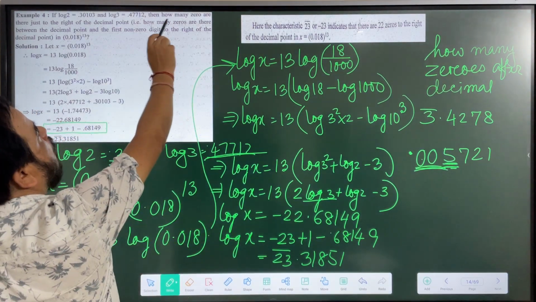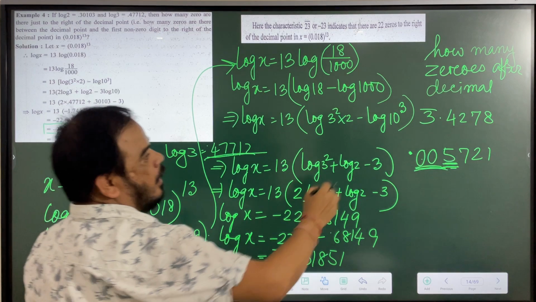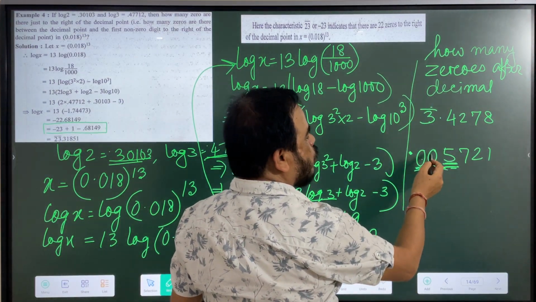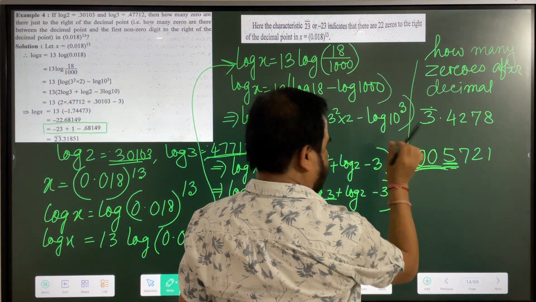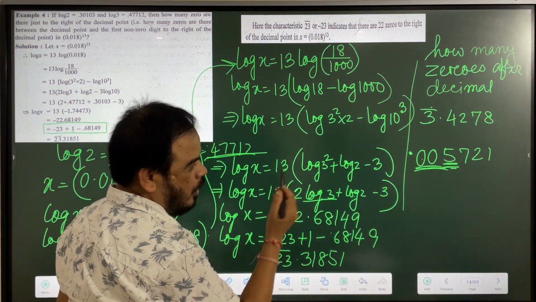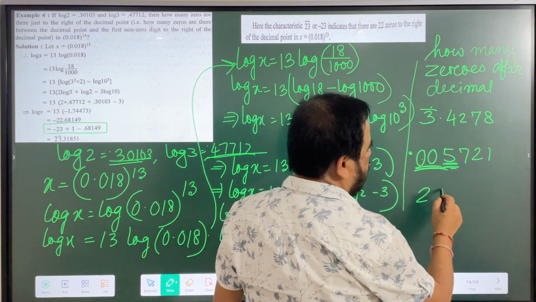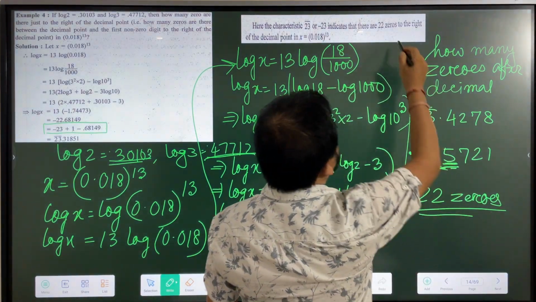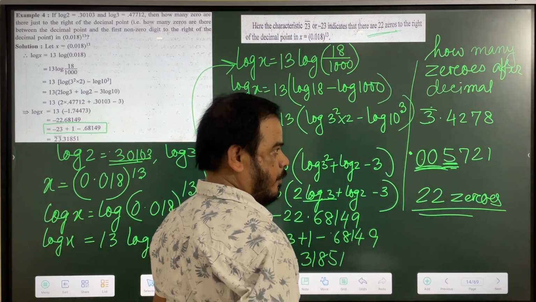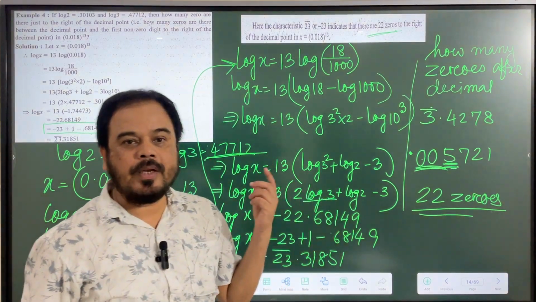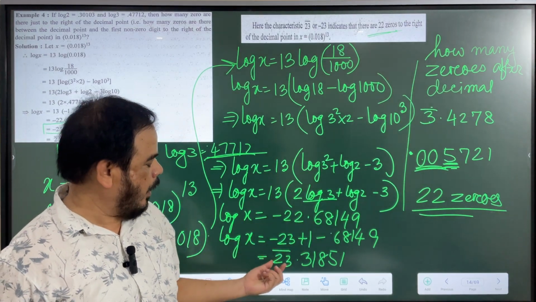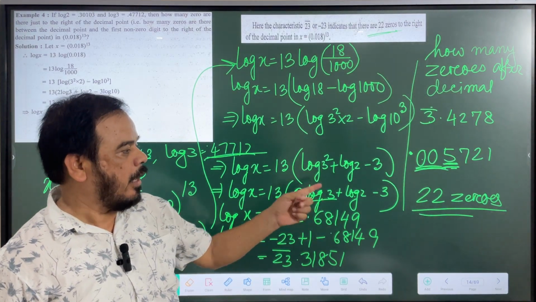What was the question? How many zeros will be there? 3 bar was there. How many zeros after the decimal? 2 zeros, 1 less than 3. Here it is 23 bar. So how many zeros will be there? 22 zeros. So the question is, how many zeros will be there after the decimal? By looking at the characteristic, we understand how many zeros will be there.